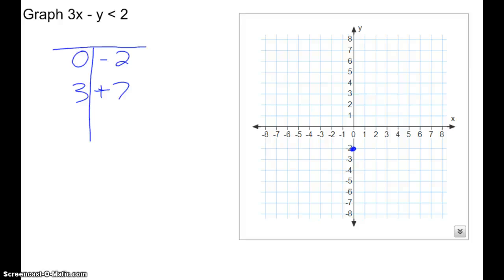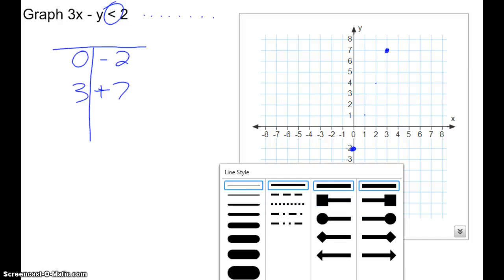3 and 7, so it's going to be 3 and 7. 1, 2, 3, 4, 5, 6, 7. All right. And my slope is 1, 2, 3. 1, 2, 3. And then 1, 2, 3. Okay, now remember, because it is strictly less than, I have a dashed line. Okay, I'm going to have a dashed line here. And we'll do something like this, if it works.